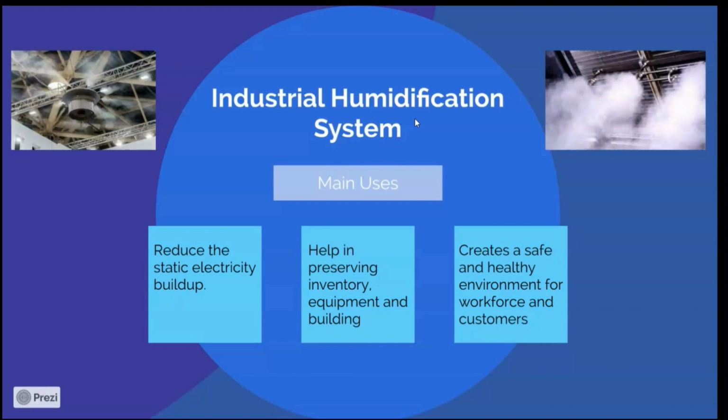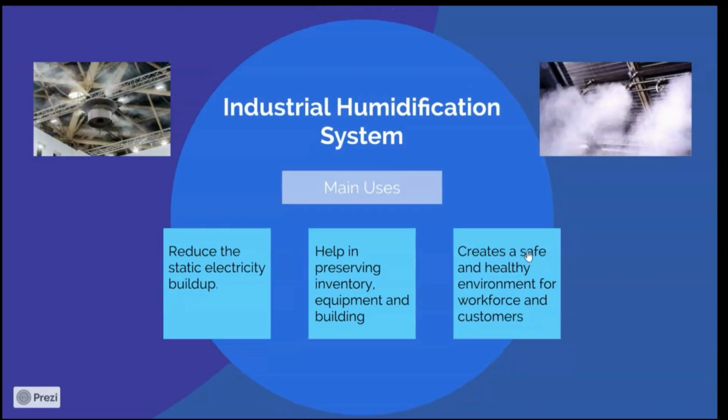With the rapid advancement of technology, it is crucial to have an effective humidification system in industry because it can reduce static electricity buildup. This occurs when the humidity levels are too low, which then produces friction and leads to spark or fire ignitions. Besides, industrial humidification systems can also help in preserving inventory, equipment and buildings. Lastly, employing a good humidification system creates a safe and healthy environment for workforce and customers as humidification systems can eliminate airborne pathogens through oxidation, thus sanitizing the air.